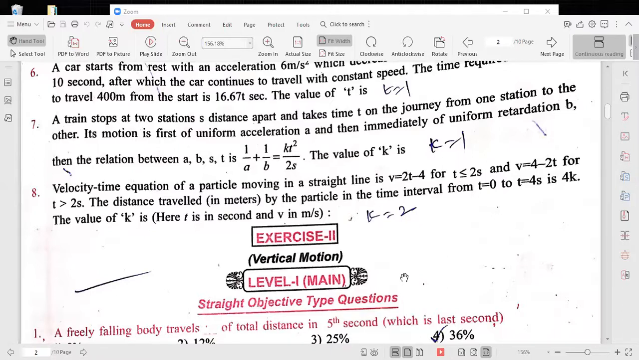So from t is equal to 0 to t is equal to 4 seconds, what is the distance traveled? That is the question they asked. Have you read the problem? Okay, now look at the board.